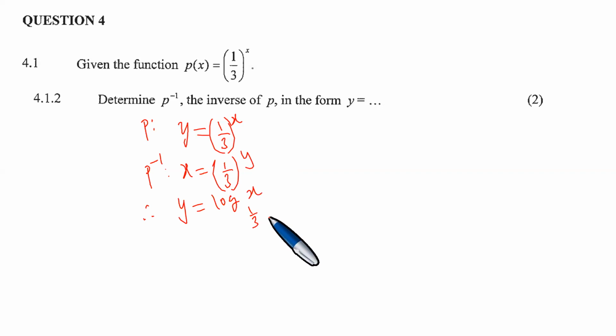So what do we get out of this? So y is equal to log x base 1/3. Determine P inverse in the form y equals that. Which means, therefore, you can write it like that. So what is the answer? The answer is y equals the log of x base 1/3.